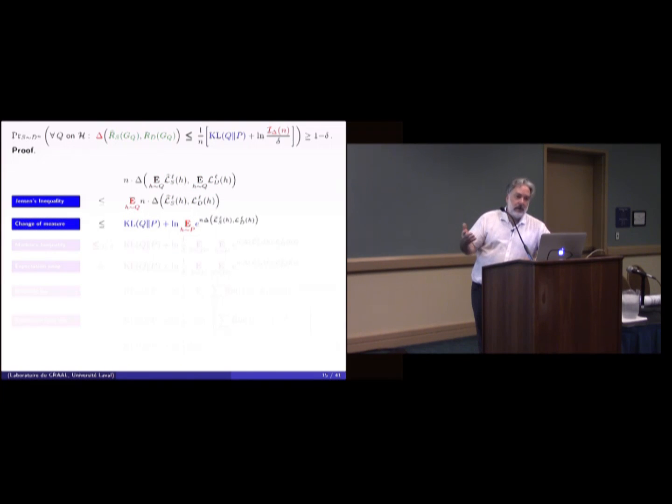Then you use Donsker-Varadhan or any change of measure inequality that makes your KL appear. At that moment, this is always true. There's no probability here. Whereas the PAC bound appears when we make use of Markov's inequality.